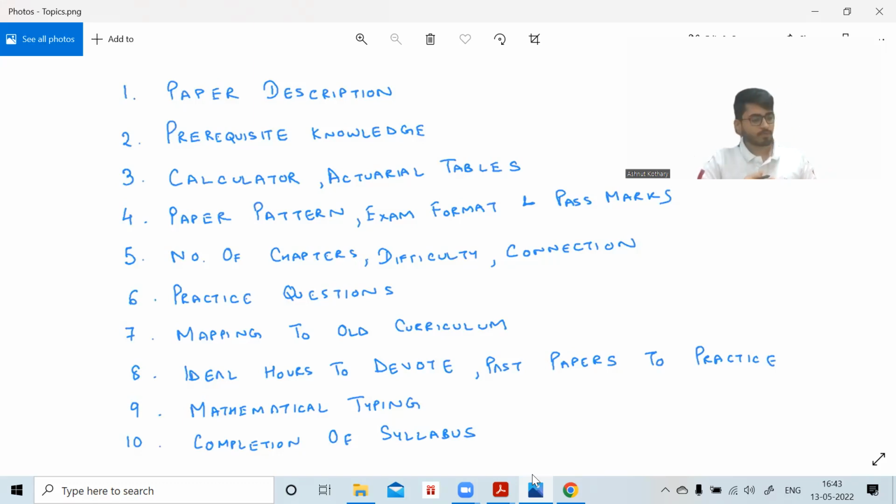So I guess this is all I had to discuss. Now, if you have any queries, any non-academic queries, please don't ask academic doubts in this particular session. Apart from that, any other questions you might have with respect to CM2.